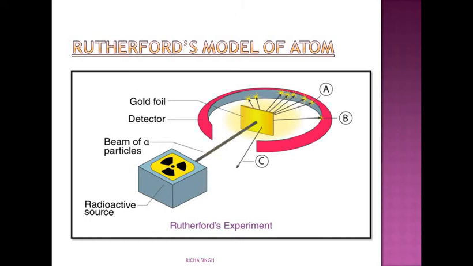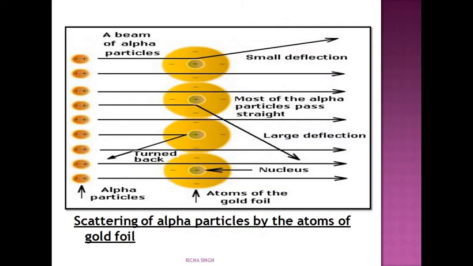Why is the screen there? It is there to help find the direction in which the alpha particles are moving. A flash of light was produced on the screen whenever alpha particles were striking the screen, and it can be easily detected through this screen of zinc sulfide. So what he observed in his experiment was that most of the alpha particles passed through the foil without any deflection from their path. You can see they are moving straight. Most of the alpha particles are going straight without any deflection.